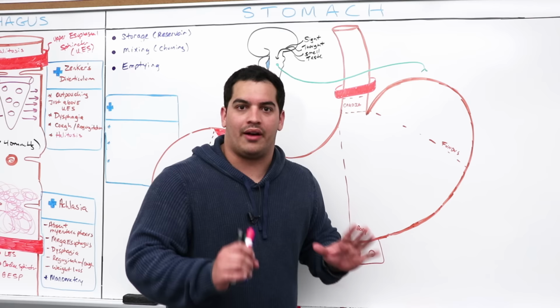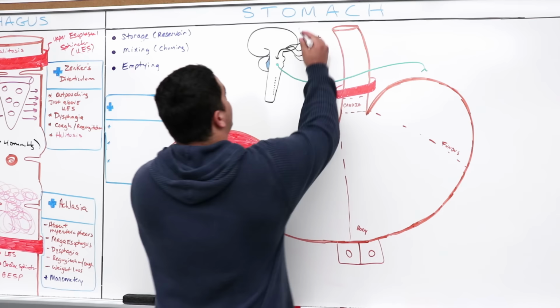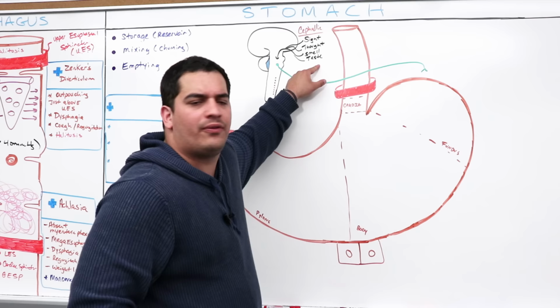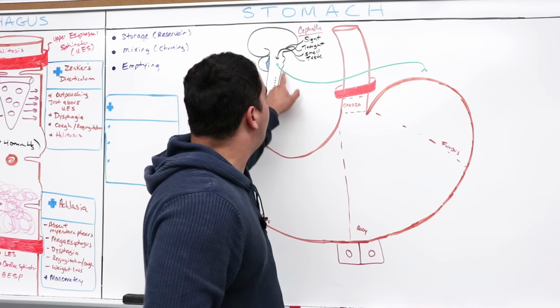Now, this goes back into this first phase, which is the cephalic phase. So now we're going to talk about what happens here in the cephalic phase first. We think about the food, we see the food, we taste the food, we smell the food. All of these things are happening before food even enters into the stomach. When that happens, it activates this vagus nerve. The vagus nerve will come to the fundus.